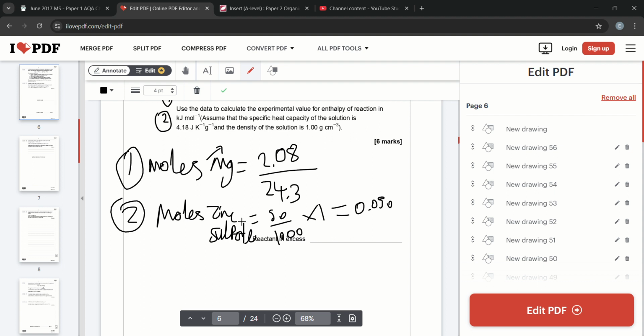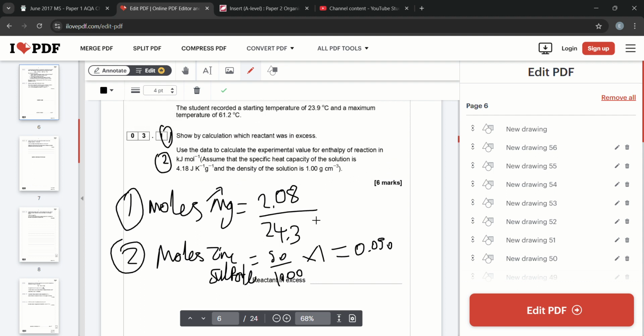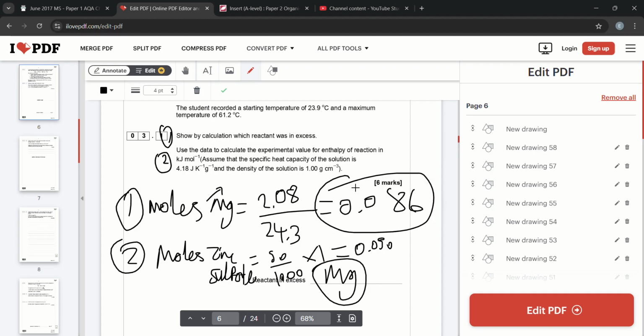Now I need to work out the moles of magnesium first. 2.08 divided by 24.3 will give me 0.086. Therefore, magnesium is the reagent in excess because it's got way more moles than 0.050. It's got more moles than zinc sulfate.